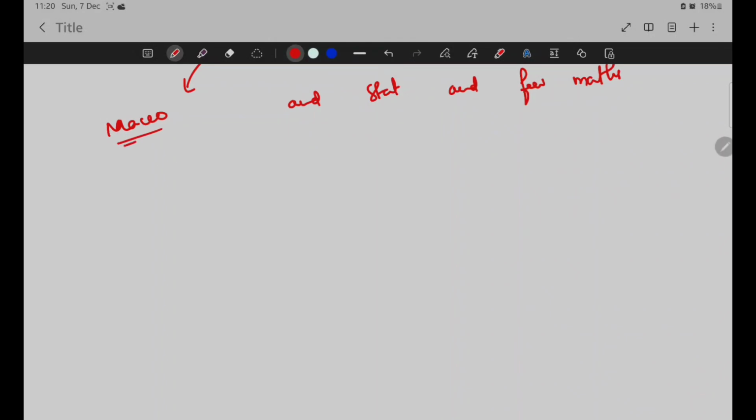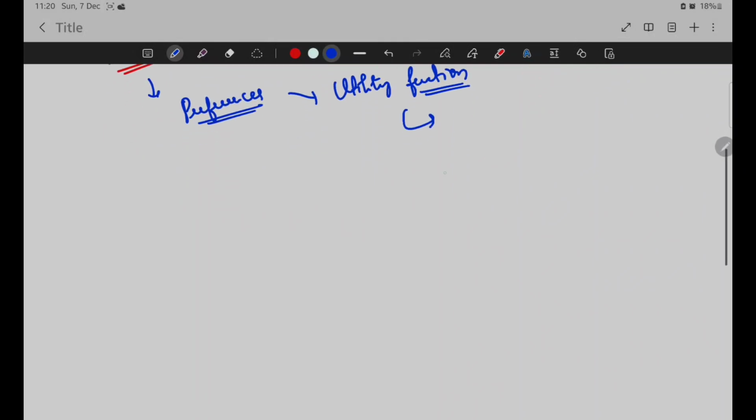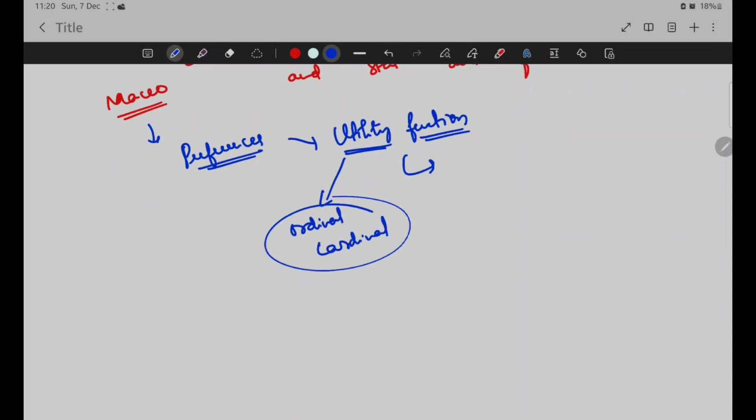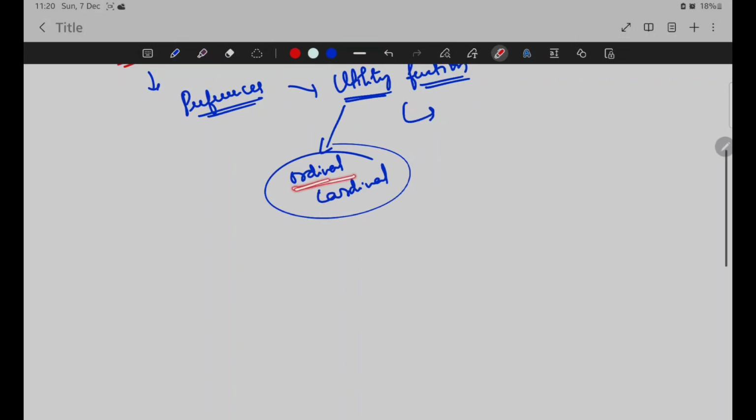So here in micro we'll start with the simple things. I learned about preferences. Preferences are basically, I will talk about that, how the utility function will provide you with whatever the utility you are getting. And in utility also there are two things, one is ordinal and another one is cardinal. One measures the exact amount, and this one is just talking about the relativity.